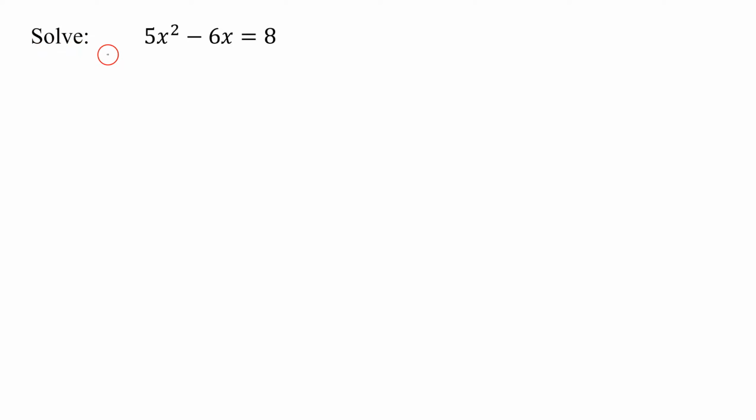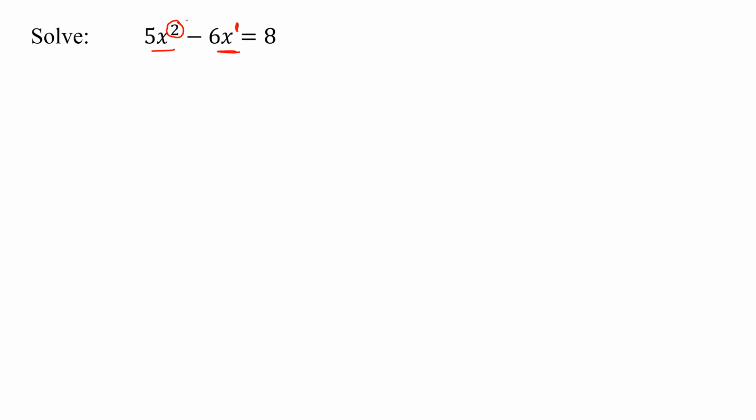In this example, I need to solve 5x squared minus 6x equals 8. What type of equation do I have here? If you notice, I have an x squared. Here I have an x. What's the exponent on a plain old x that we're too efficient to write? Remember, it has a 1 on it. So what's the highest exponent on any of the x's? It's a 2. I have an x squared term. Therefore, this is a quadratic equation.